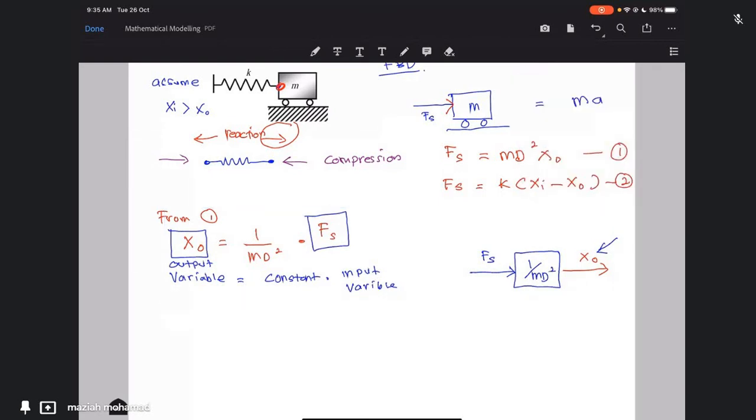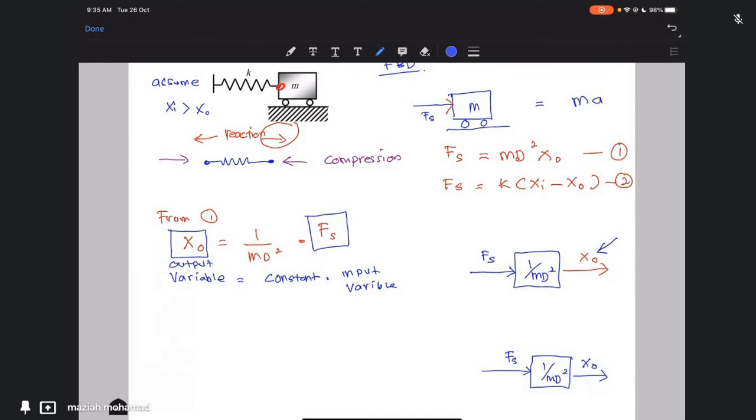Okay, here I can't move anything, so I'll draw it below. I'll draw it one more time here. So this is x naught, 1 over md square, and the input is Fs.